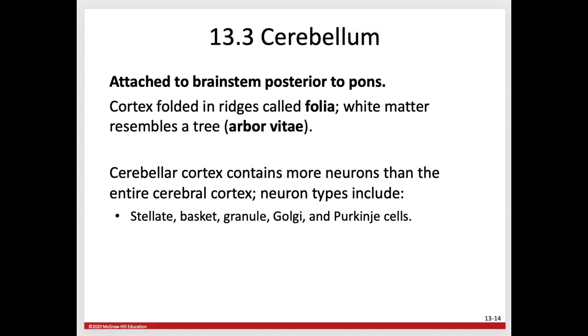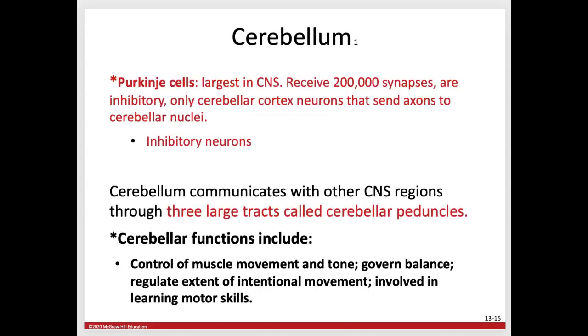And then the white matter of the cerebellum resembles a tree, like branching, and that is referred to as arbor vitae. The cerebellar cortex contains more neurons than the entire cerebral cortex. The types of neurons include stellate, basket, granule, Golgi, and Purkinje cells. So Purkinje cells are the largest cells in the central nervous system. They receive 200,000 synapses and are inhibitory.